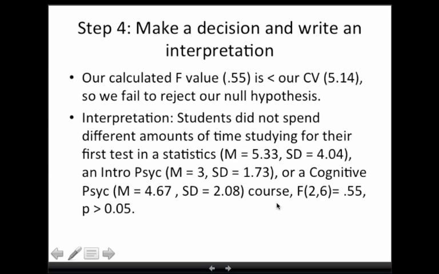So the students did not spend different amounts of time studying for their first test in a statistics, intro psych, or cognitive course. I put in descriptive statistics, and you should add those whenever you have the choice to do that. If you have the raw data, you should be able to get those values. And then you should put in your APA statistics here. You have F, the degrees of freedom between and within, your calculated F value, and for this one it's p greater than 0.05 because we failed to reject.